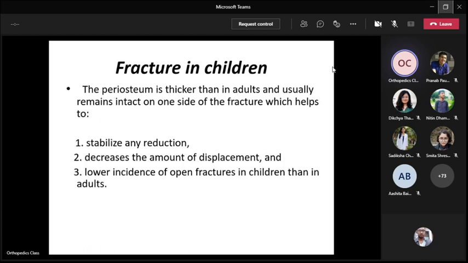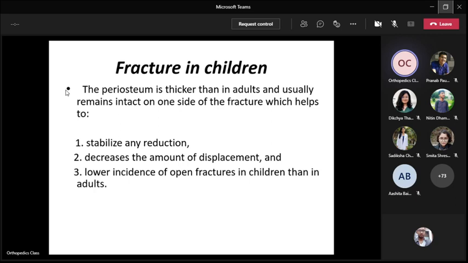The next is that the periosteum is thicker over here in comparison to adults and usually remains intact on one side of the fracture, which helps us stabilize while reduction, decreases the amount of displacement, and gives a lower incidence of open fractures in children than in adults. Because of the periosteum, which covers the bone all around, they are thicker over there. They don't give way easily. That's why normally only one cortex breaks most of the time. The other side is always intact.